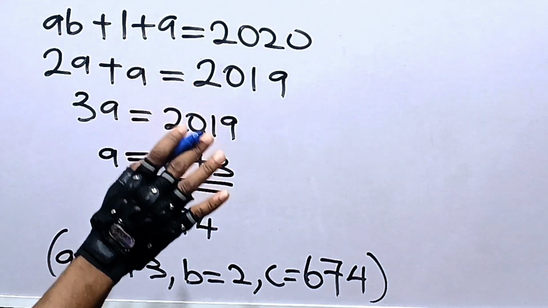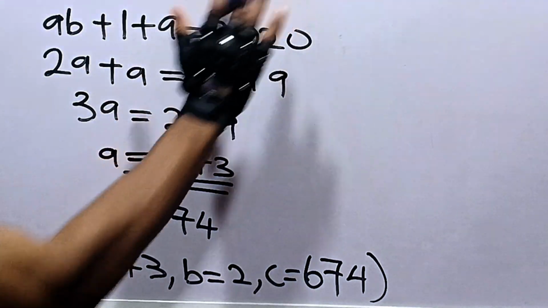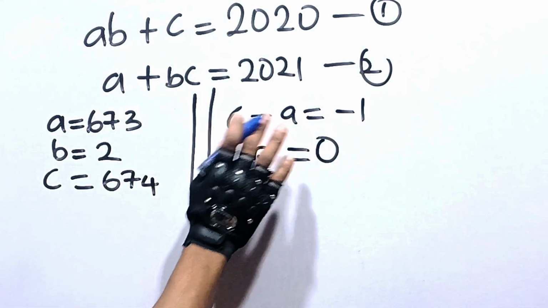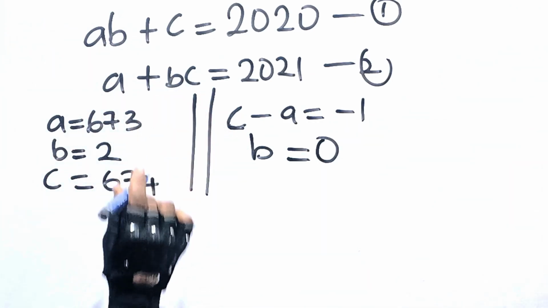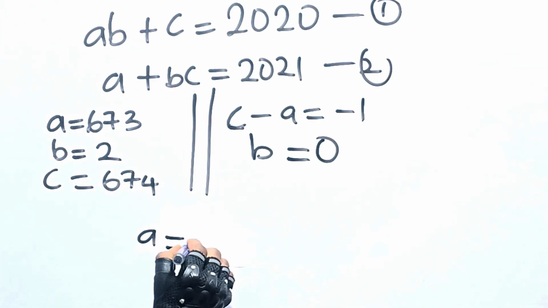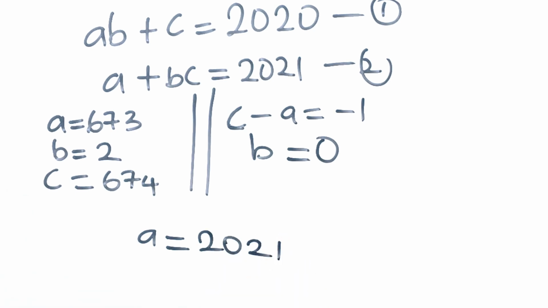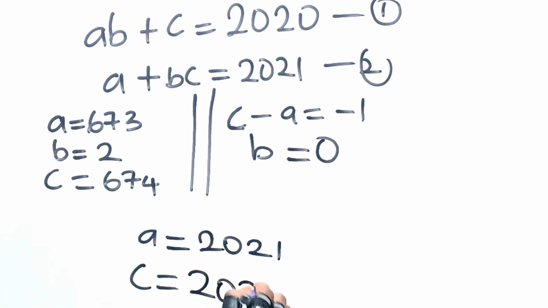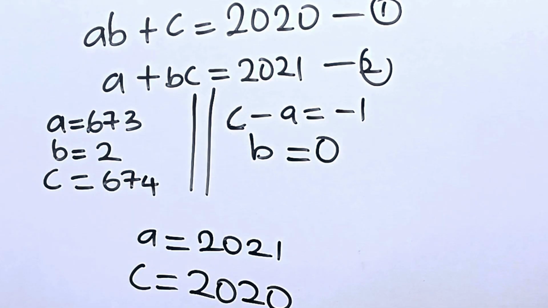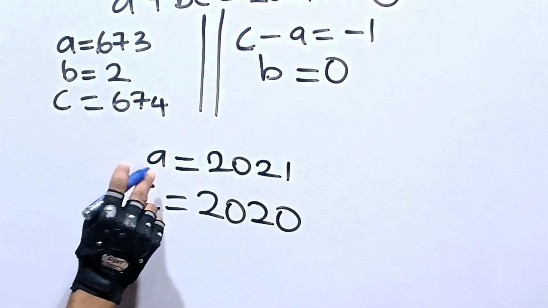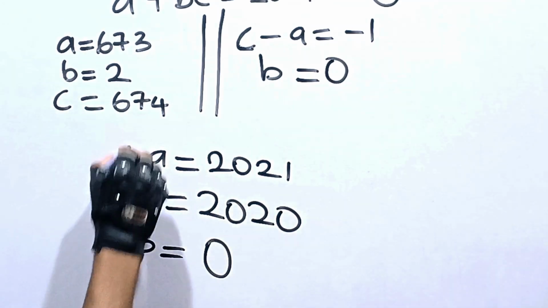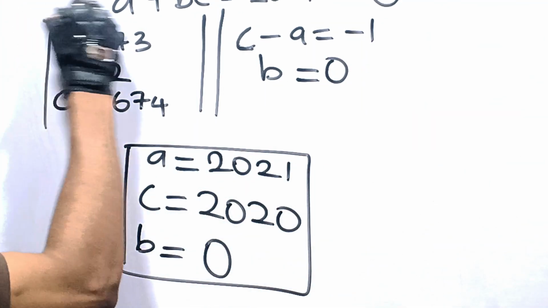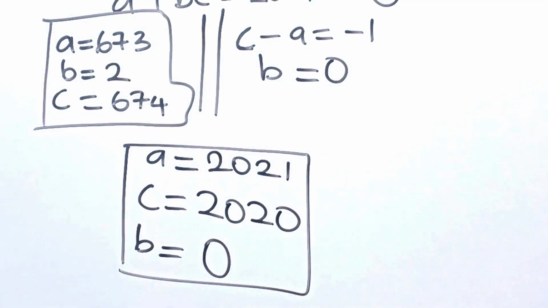Now let's find the second set of answers using the right side of this expression. Considering the right side, we have C minus A is equal to negative 1 and B is equal to 0. When B is equal to 0, if we put B as 0 in equation 2, we have that A is equal to 2021. Then if we put B as 0 in equation 1, we have that C is equal to 2020. So for the second set of answers, we have A is 2021, C is 2020, and B is equal to 0. These are the two sets of answers for our problem on the board.